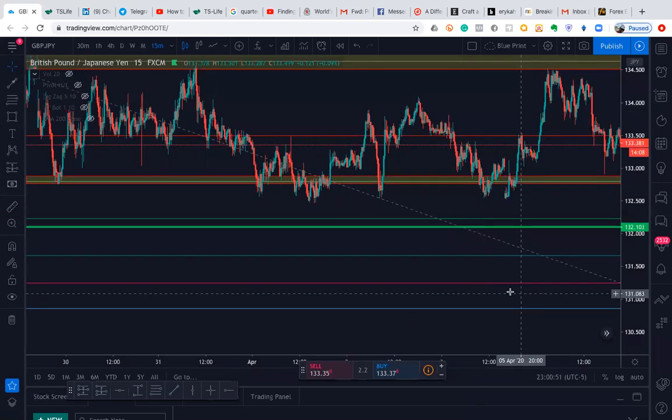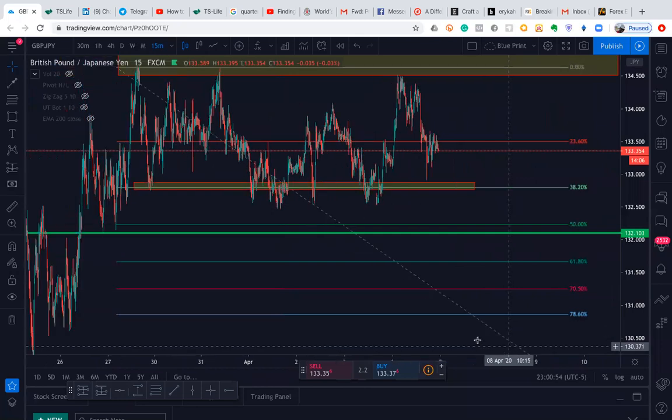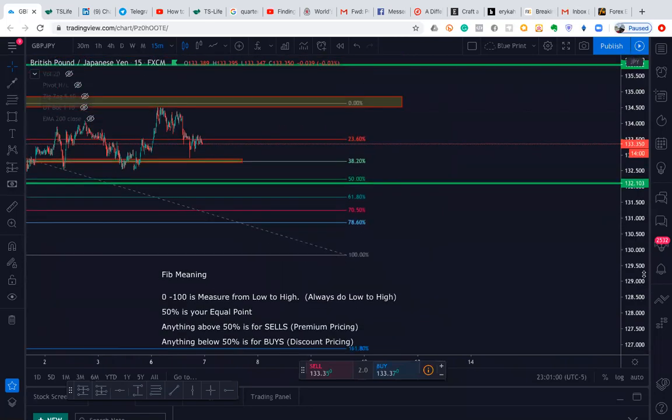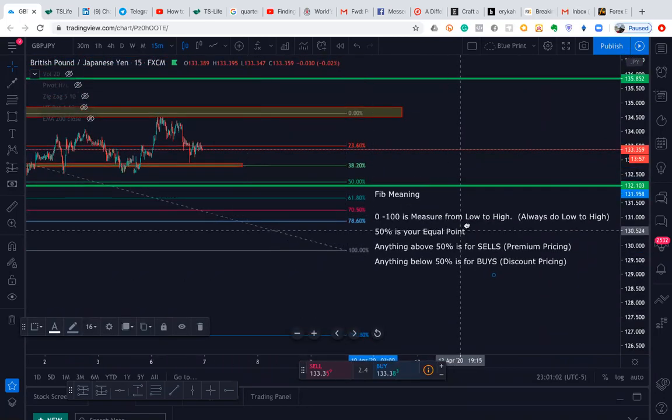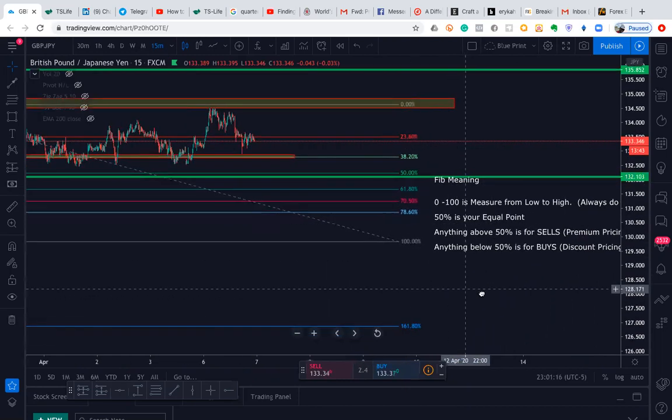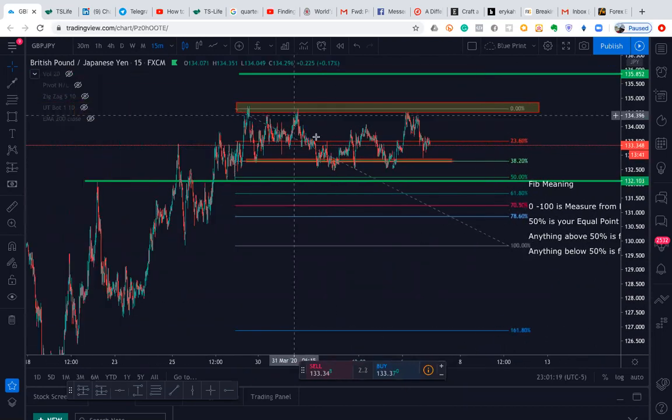Okay. So the key thing to remember is, where are the notes I put on here? Right here. Okay, here are the notes. 0 to 100 is measuring from low to high. Always do low to high. 50% is your equal point. Anything above 50% is for sells. Anything below 50% is for buys. So anything up here, you want to sell. You're selling to go down, unless you're going to catch it off of one of the levels.